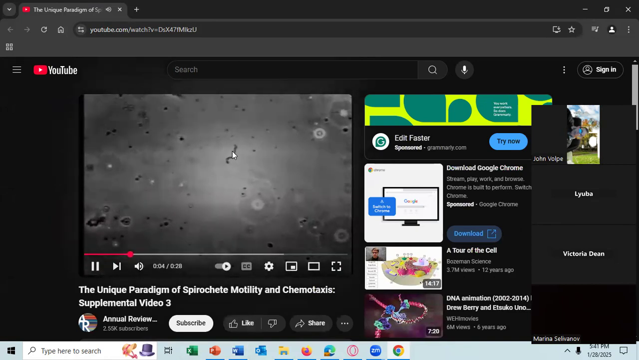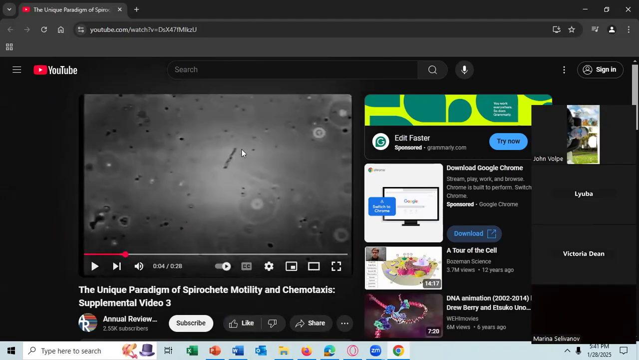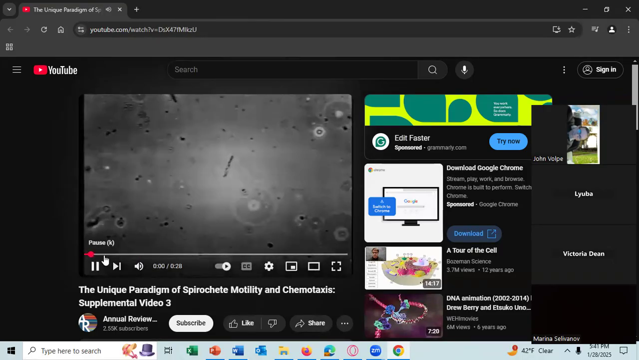So just to change direction, it moves in a different direction by simply spinning in the opposite direction. Spirochetes have a curious corkscrew-like movement. Moving like a corkscrew. And spirochetes are very flexible.